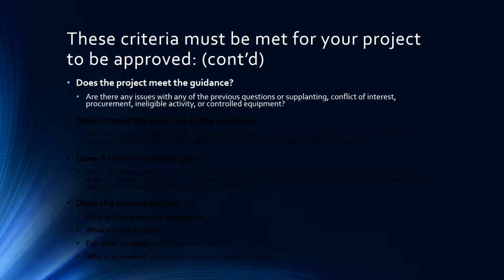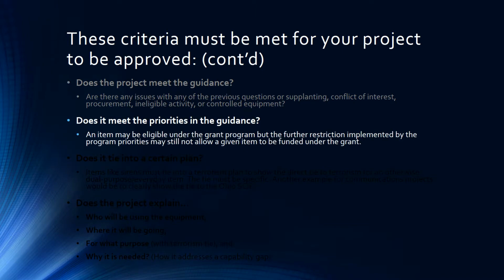Does the project meet the guidance? For this, you may be looking for issues with any of the previous questions asked, or supplanting, conflict of interest, any procurement issues, ineligible activity, or controlled equipment. Does it meet the priorities in the guidance? An item may be eligible under the grant program, but the further restriction implemented by the program priorities may still not allow a given item to be funded under that grant.